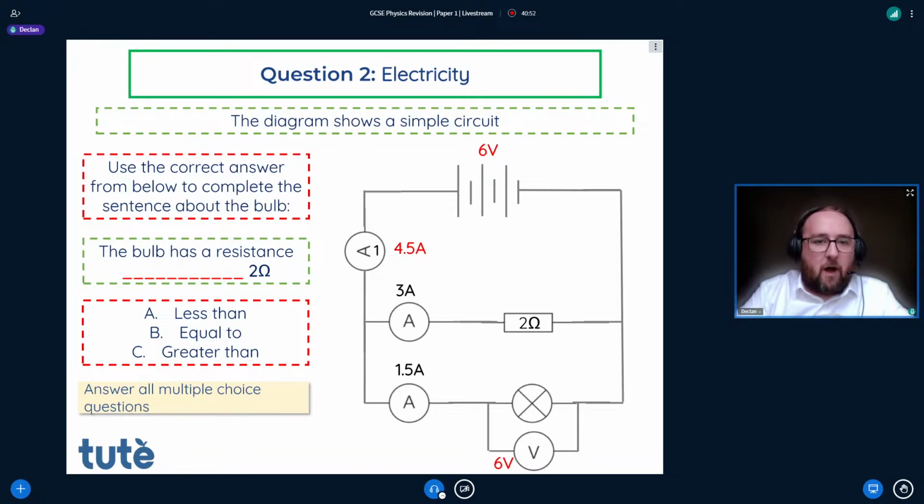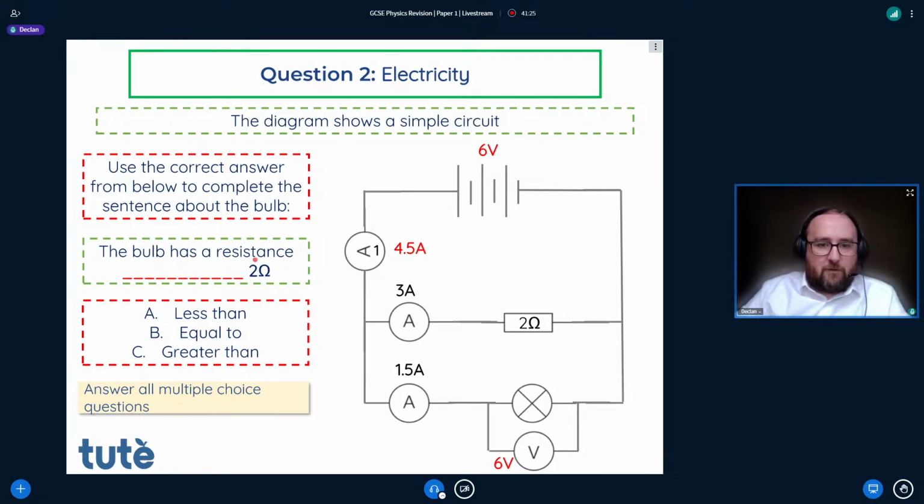So look, it's 1 mark, a quick multiple choice. Use the correct answer from below to complete the sentence about the bulb. The bulb has a resistance blank 2 ohms. And then we've got 3 options: less than, equal to, or greater than. So remember to answer all multiple choice questions. If you're given multiple choice questions on that exam paper, make sure you're attempting them because you could be throwing away valuable, quite easy marks. Even if you take a guess, it's a 1 in 3 chance, isn't it, that you're going to get it correct.